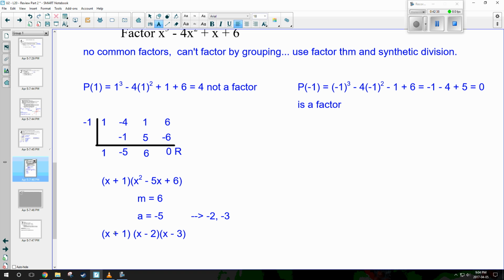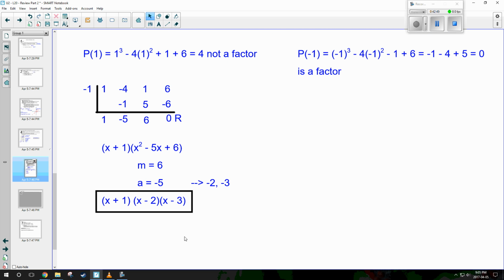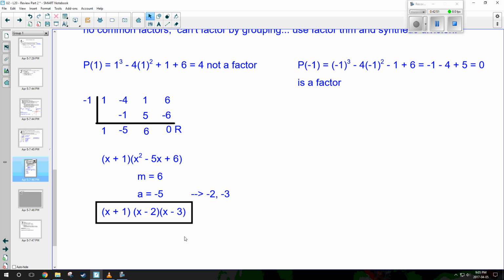And now looking at each of our brackets here, none of them are squared. So we know that we're done factoring. We don't have to go any further. And that's an example of factoring having to use our factor theorem and our synthetic division.